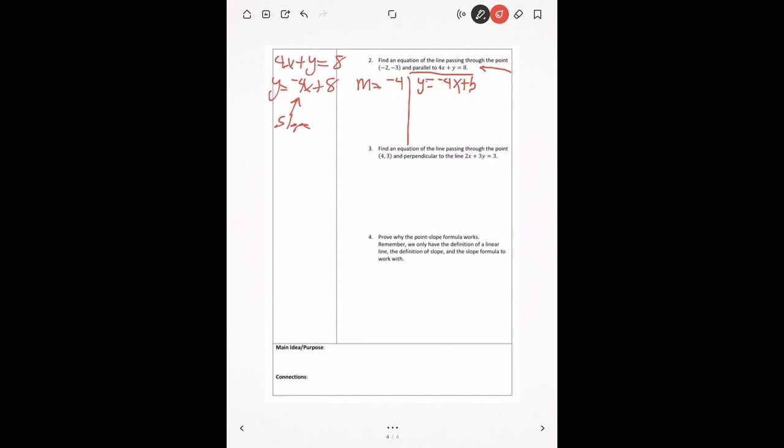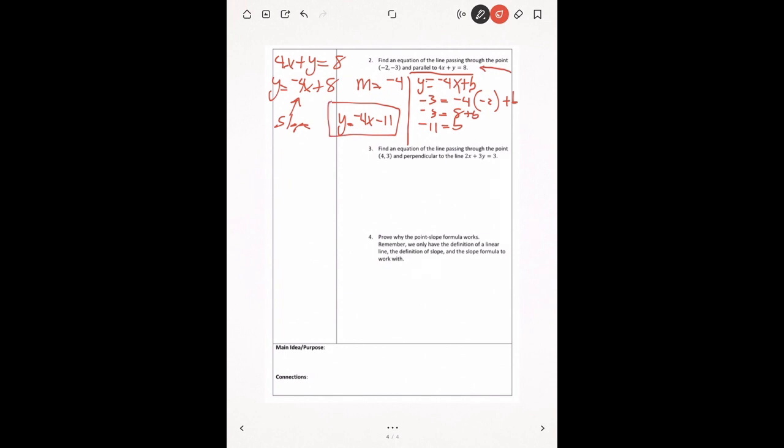Let's use the same thing we did before. Let's just use the slope-intercept form, and plug in the point negative 2, negative 3. Negative 3 goes in for y. Negative 2 goes in for x. And let's solve for b. So negative 3 equals, that becomes a positive 8. If I subtract 8 from both sides, I should get negative 11 equals b. I think that works. Okay. So when all's said and done, our equation should be y equals negative 4x minus 11.